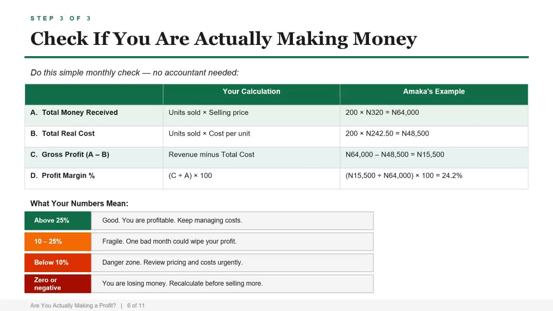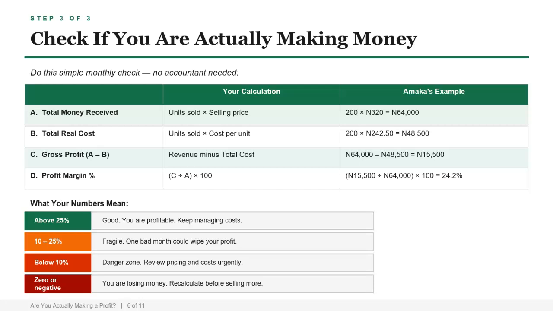Total real cost is the units sold, that is 200 packs, multiplied by the cost per unit that we calculated in the previous slides. That's about 240 to 250 naira. That gives you that number there. Your gross profit is to subtract B from A, or A from B, whichever way you choose to call it. Revenue minus total cost gives you the gross profit.